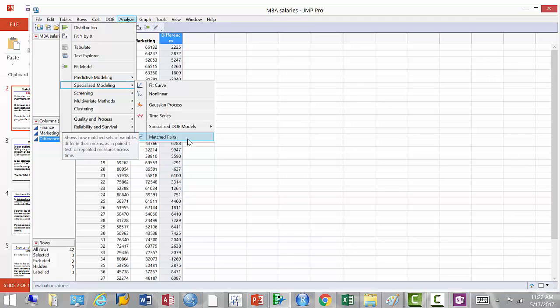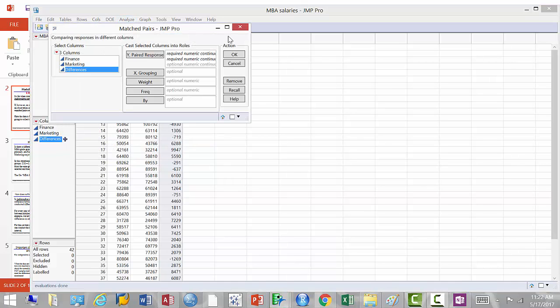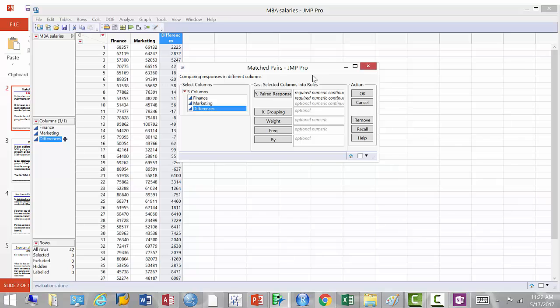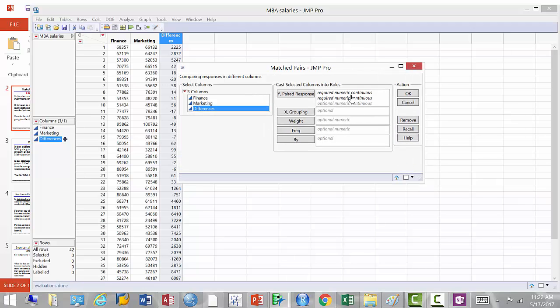Okay? Analyze, Specialized Modeling, Matched Pairs. Okay, and here in the Matched Pairs, I need basically to move my columns that I'm trying to compare in this area, paired responses. You can see there it says required numerical continuous variable and required another numerical continuous variable, right?